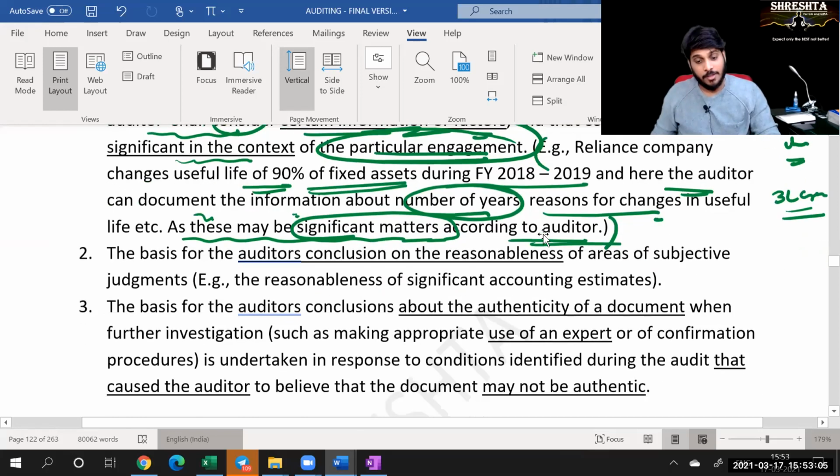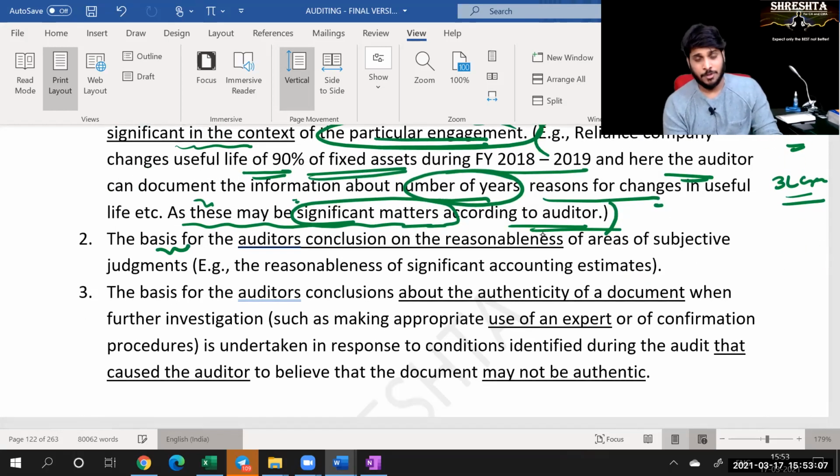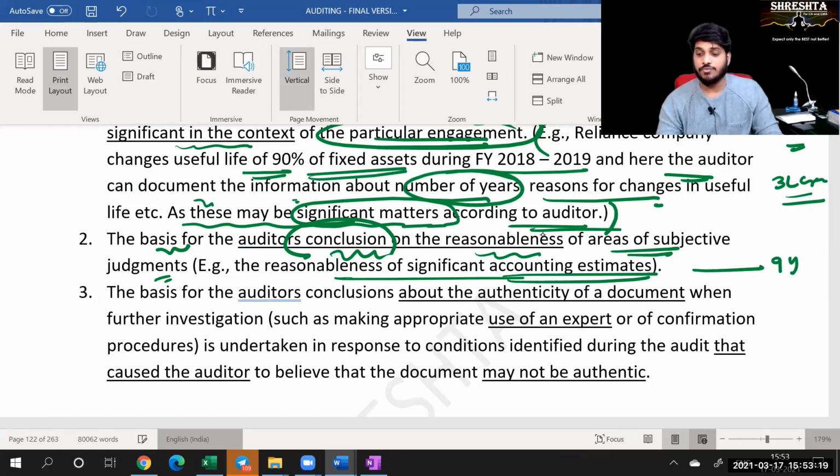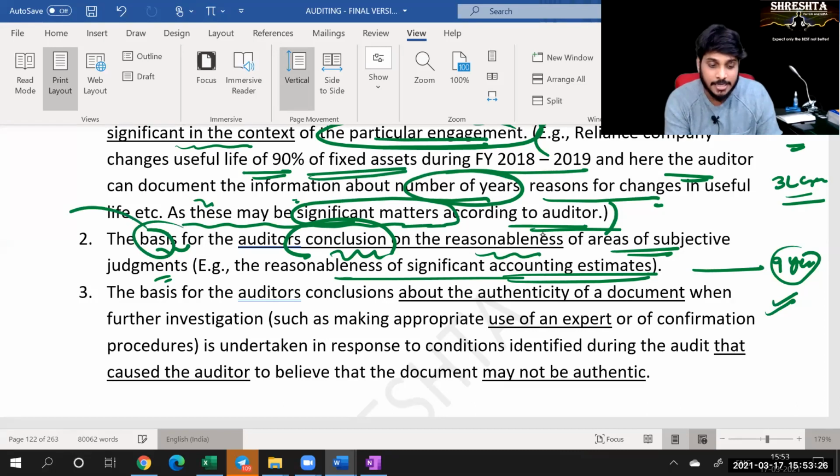Further, what is the basis on which you concluded the reasonableness of the areas of subjective judgment? For example, the reasonableness of significant accounting estimates. Management said the revised useful life is 9 years, and you also accepted it as correct. How did you accept it? What is the basis?